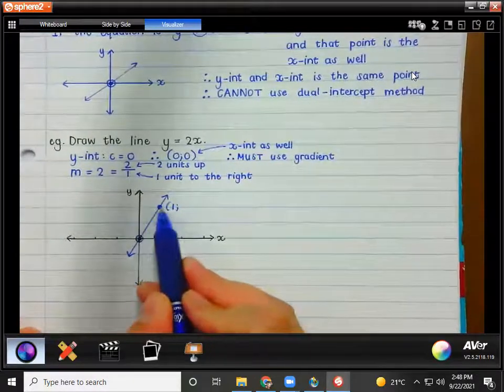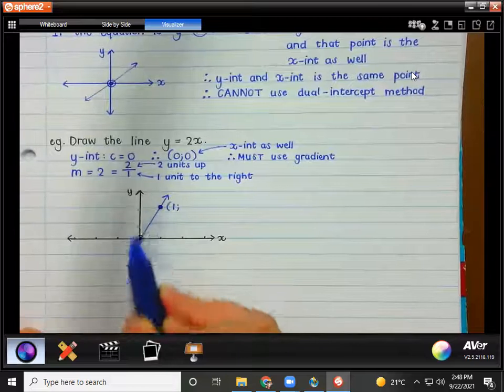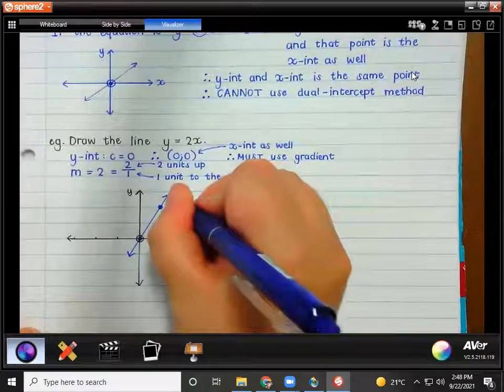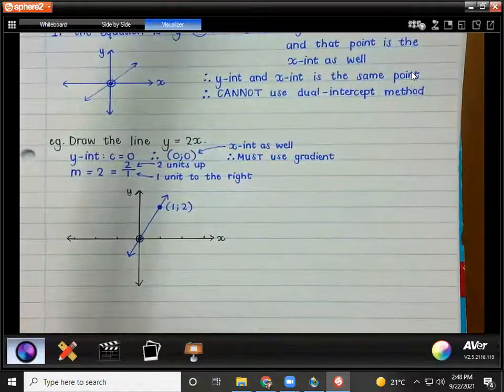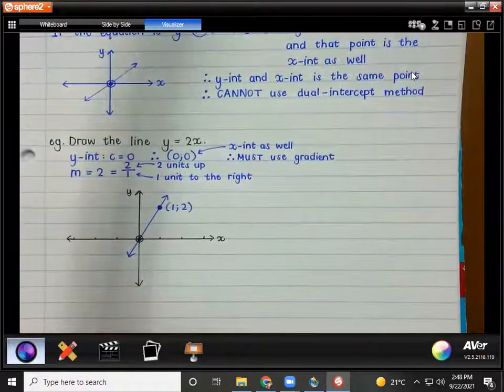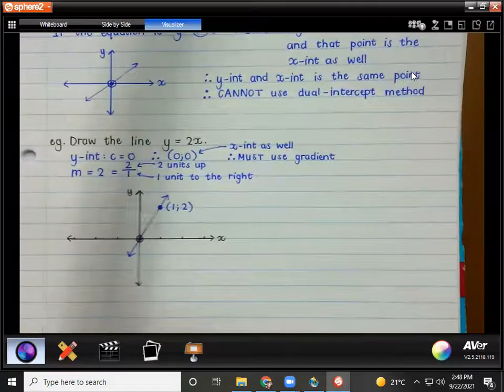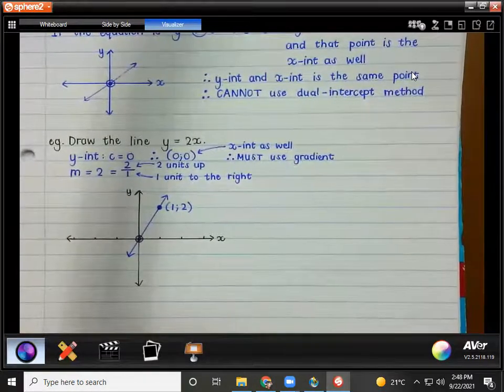What is the y value? 2. We counted from 0, we counted 2 units up. So the y value is 2. So that is the point 1, 2. Guys, unfortunately, if that point is not labeled, you're not going to get a mark for it. You can have the point there, but you have to have it labeled to get that mark. Does that make sense, guys?